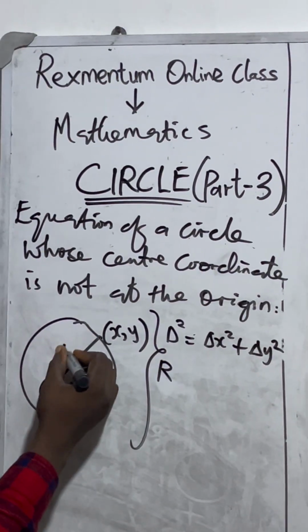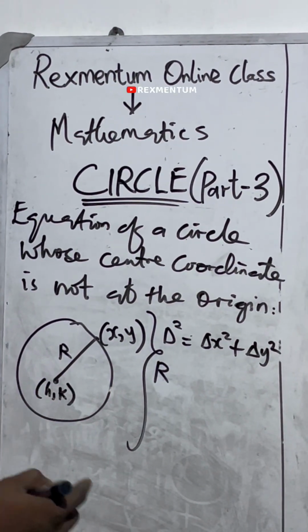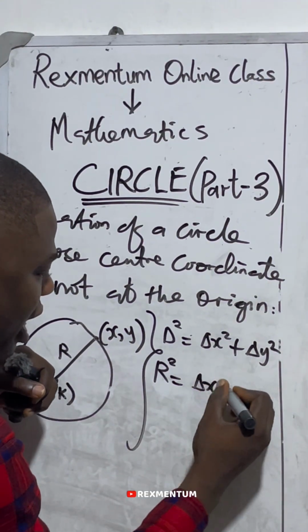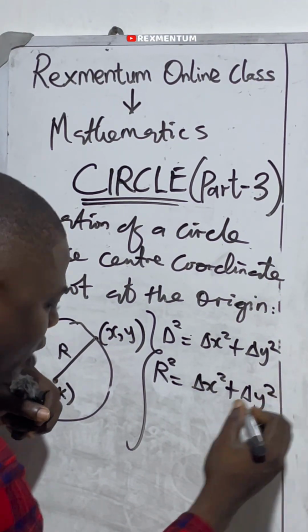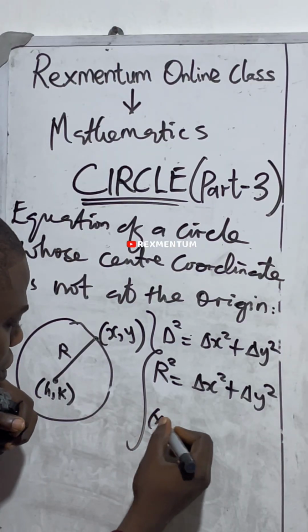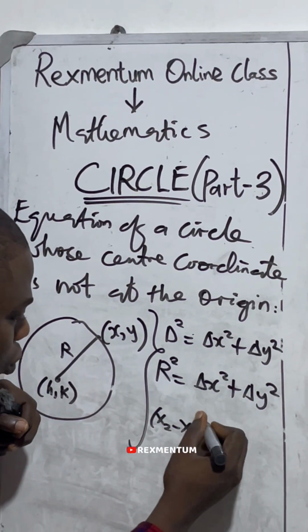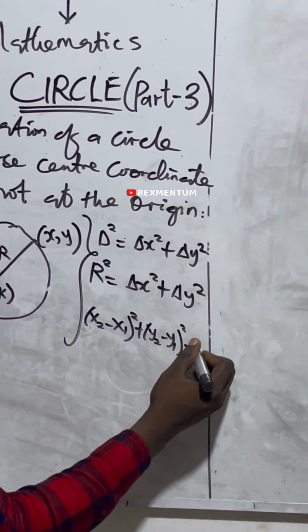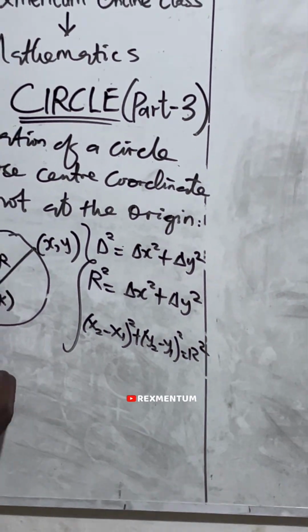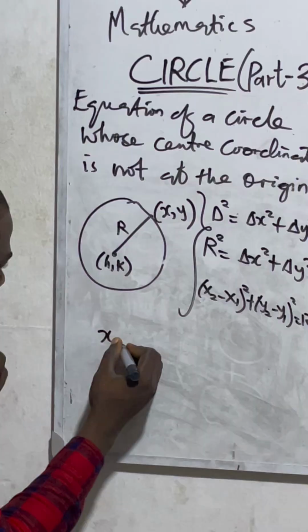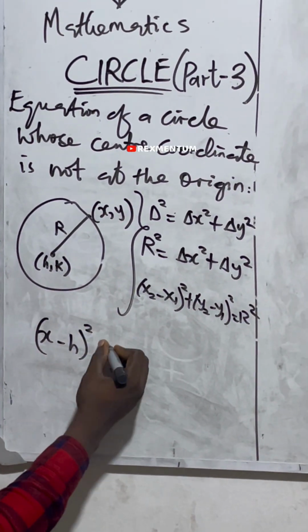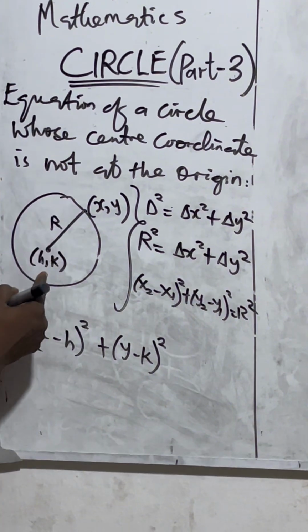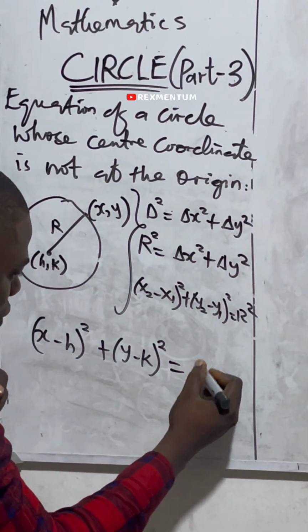Our radius, the distance from the center of a circle to any point on the circumference, is called the radius. Radius squared is equal to change in x squared plus change in y squared. That will give you (x2 minus x1) all squared plus (y2 minus y1) all squared equal to r squared. So now what is your x2? That will be (x minus h) all squared plus (y minus k) all squared. This is the final value, these are the initial values. So it is equal to r squared.